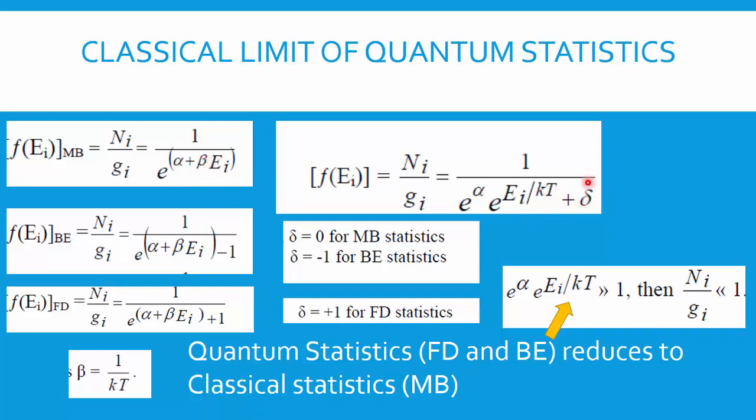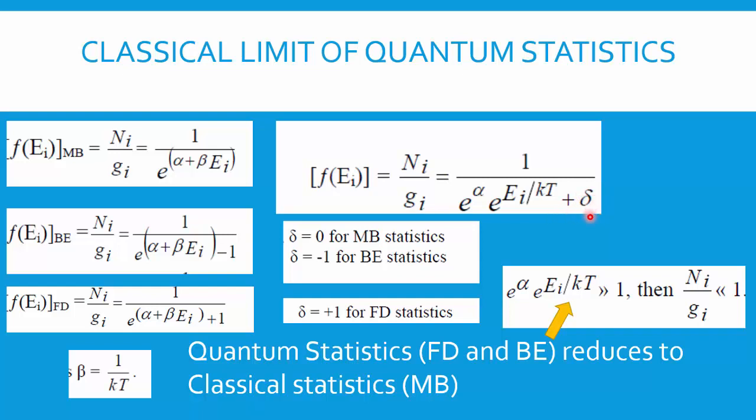Now delta is 0 for Maxwell-Boltzmann statistics. So if you substitute the value of delta as 0, this formula changes to MB. If you substitute the value of -1 as delta, you get the distribution function for BE. If you substitute delta as +1, you get the distribution form for FD. So mathematically speaking, if delta is +1, it is FD. If delta is -1, it is BE.